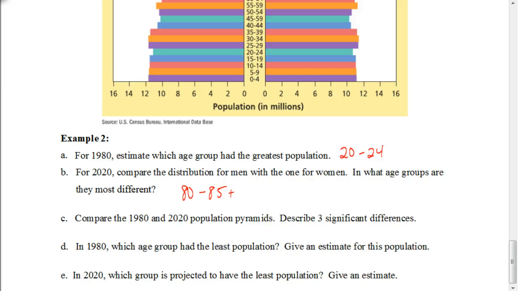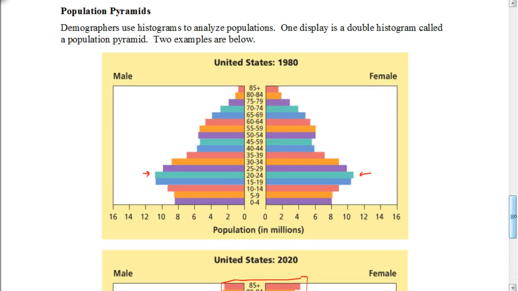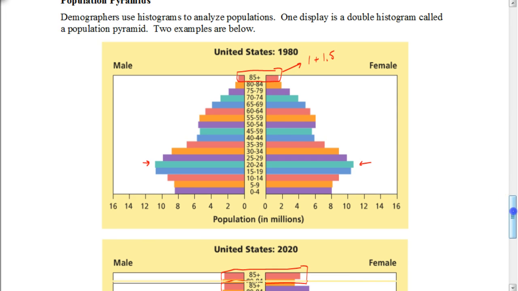In 1980, which age group had the least population? And give an estimate for this population. So in 1980, the one that had the least looks like it's the 85 plus. So we want to come up with an estimate. Now remember, this is made up of both male and female, so we're going to have to add two numbers together. So in the males, it looks like there's about 1 million males in that category, and maybe about 1.5 million females. So we're going to say about 2.5 million people in that category.